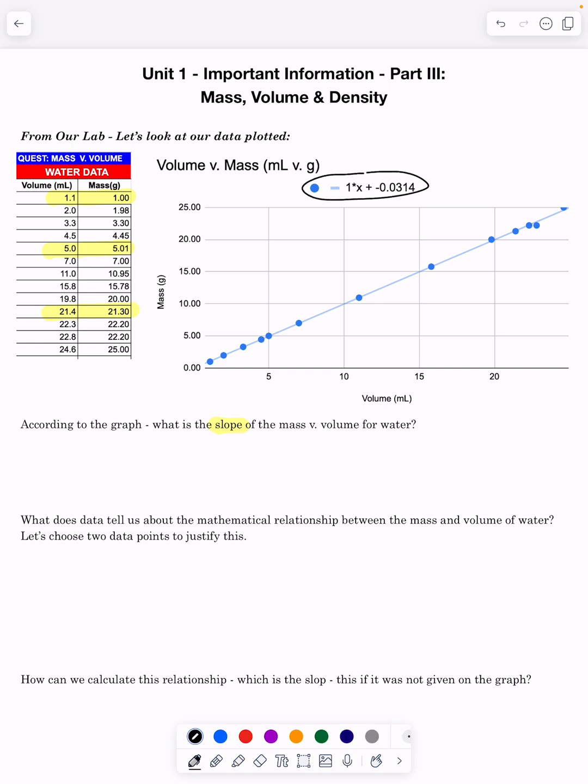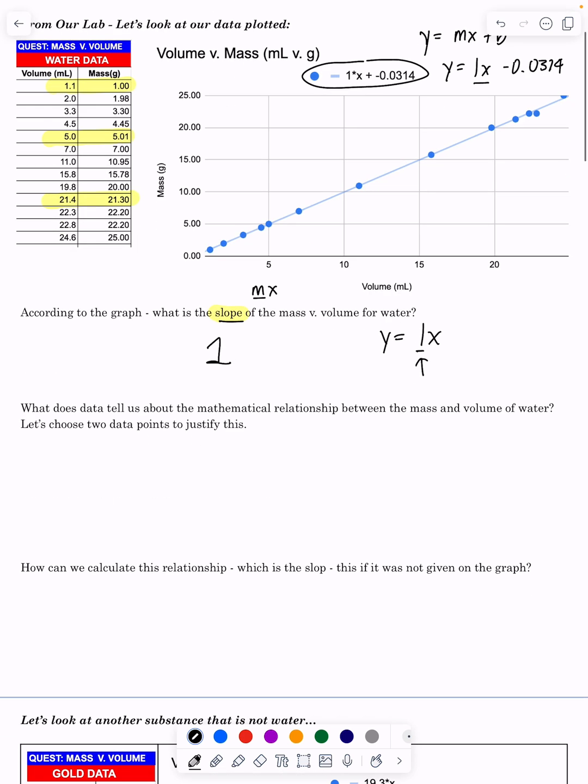Now here is our equation. It comes in the form of y equals mx plus b. Y is equal to 1x, essentially minus 0.0314. For the slope, that's the number in front of the x, right? It's mx. Our slope is 1. Y equals 1x. The slope is 1. What does this data tell us about the mathematical relationship between the mass and volume of water?